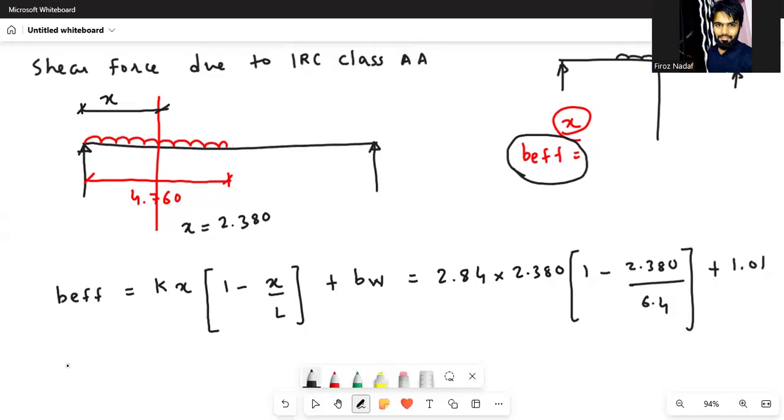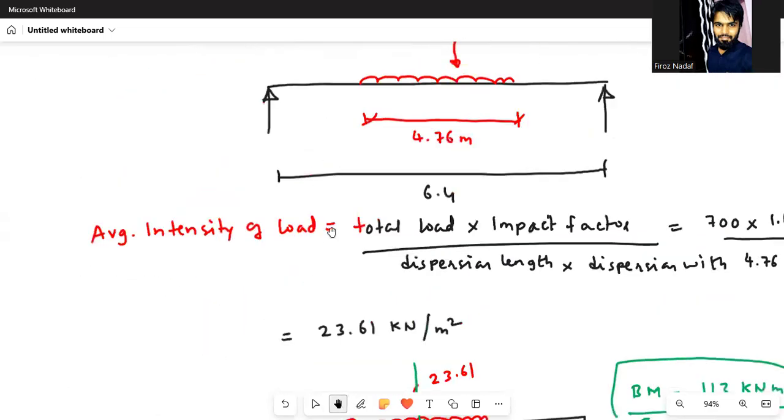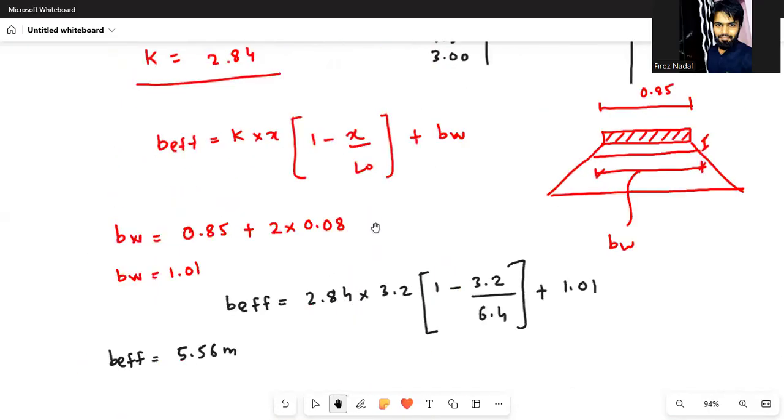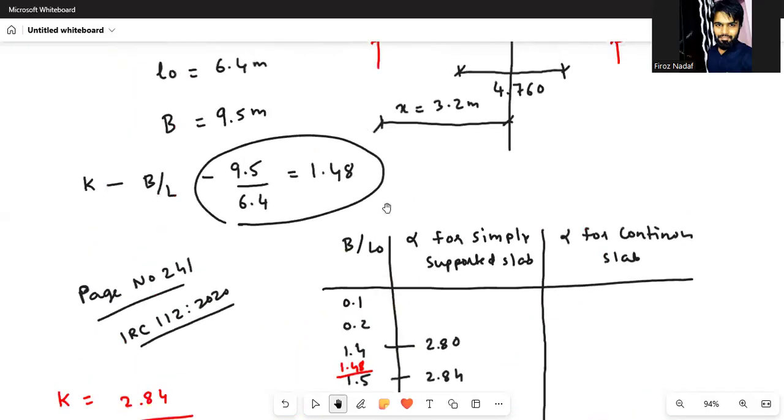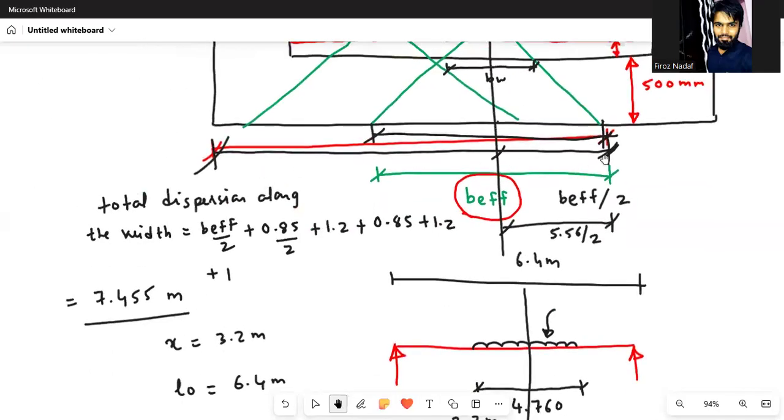So in this case, B effective is 7.303 meter. So again, you need to find the total dispersion by putting the B effective X formula. I will go to that, where we have calculated the total dispersion. Only B effective will change, else everything will remain same.